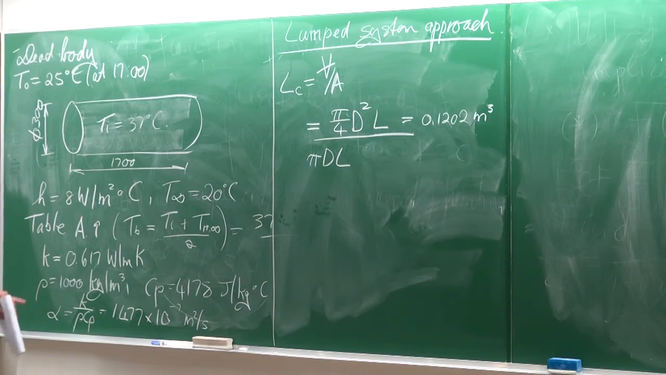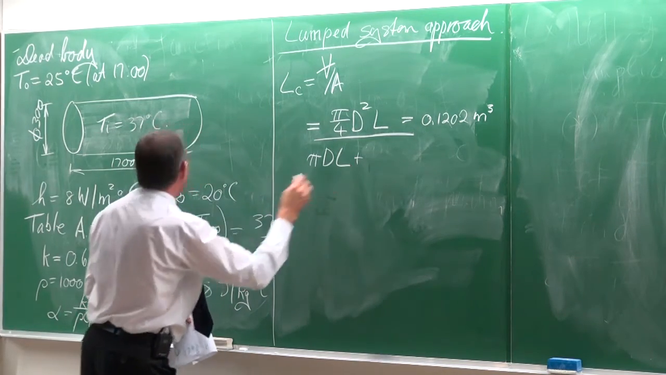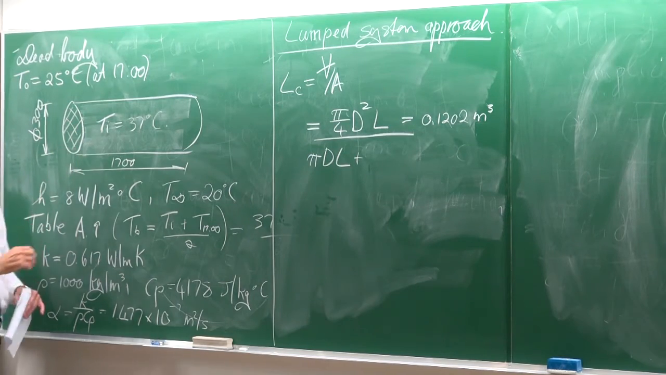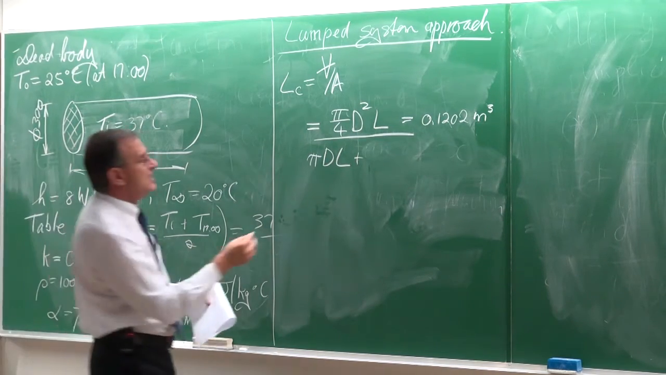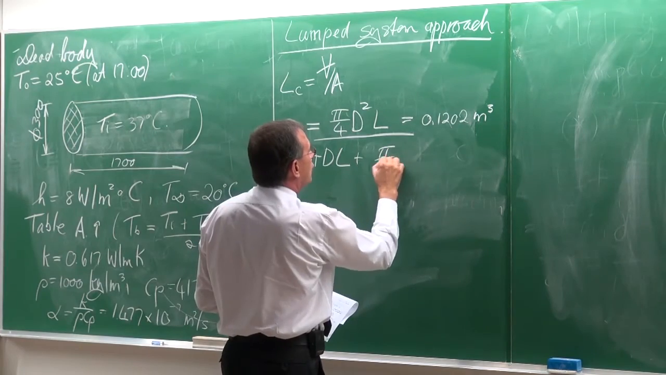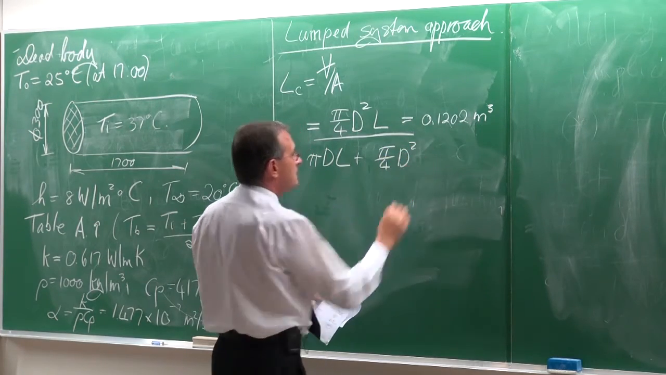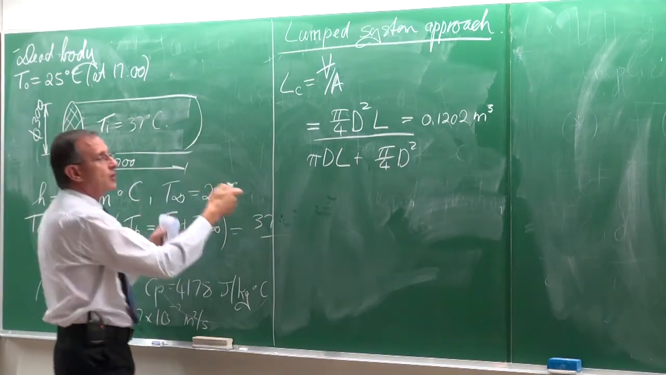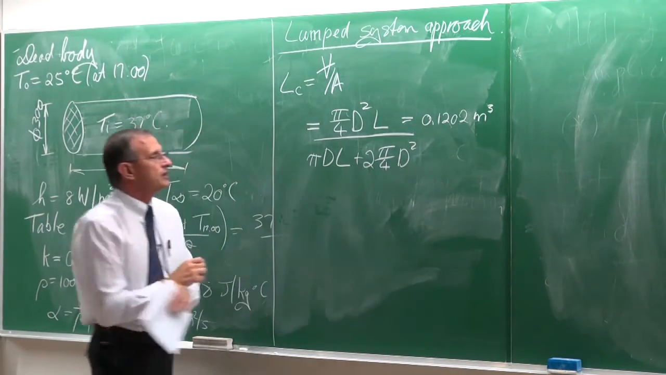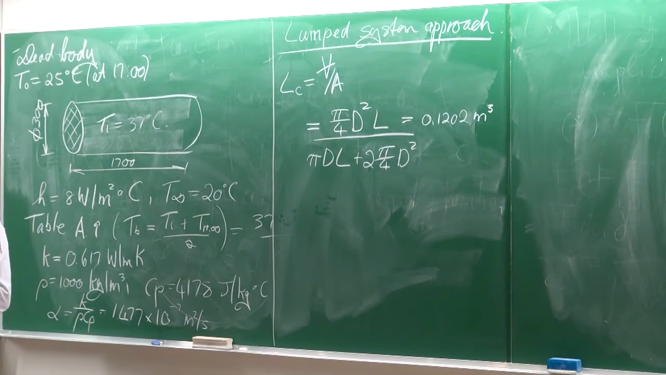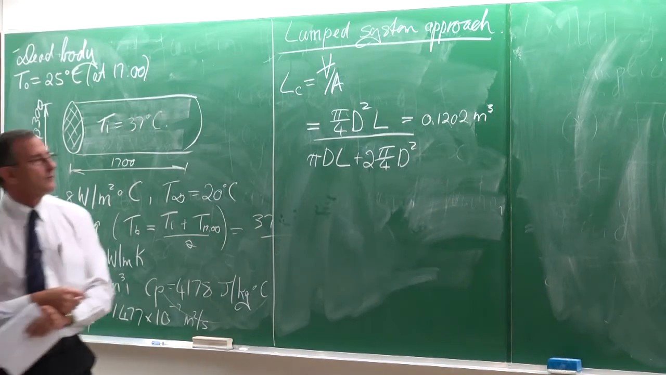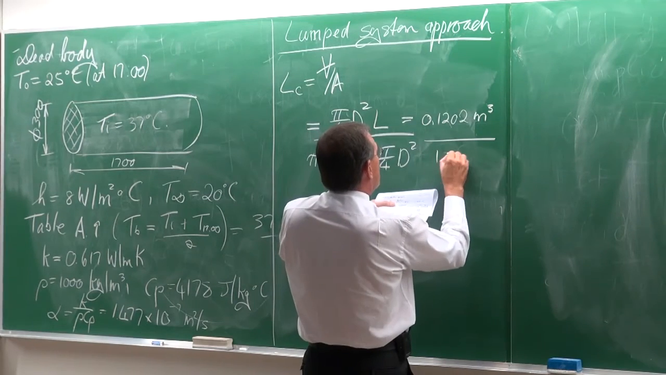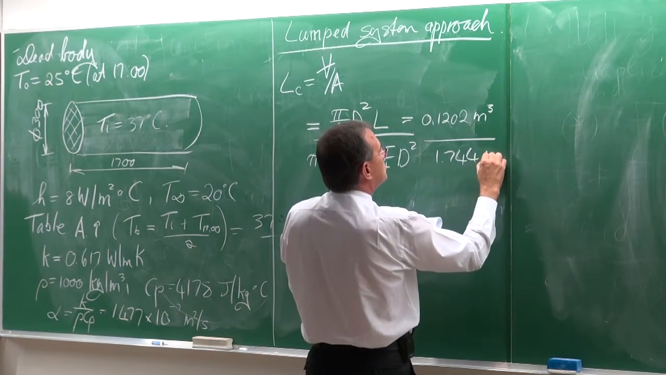But then we have this surface area here that we can also take into consideration, and that would be equal to pi divided by 4 d squared. However, we have two of them. We've got one on this side and one on that side. So it's 2 times pi divided by 4 d squared. Is that fine? If we calculate that, it is 1.744 square meters.